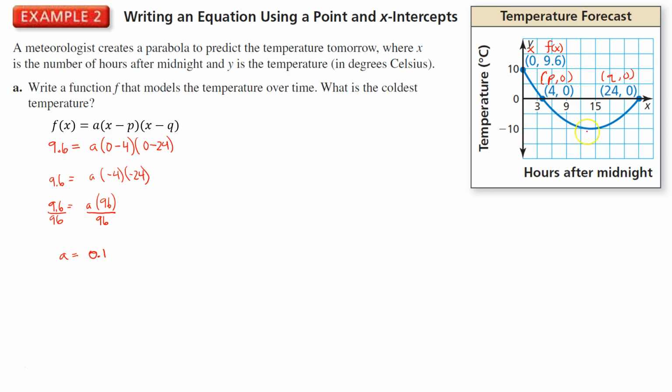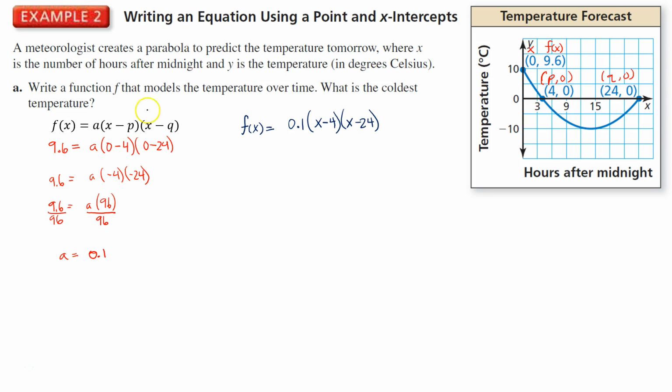It's a positive a value. Our parabola is opening up, so that makes sense. So let's write down what our function is. Our function is f of x equals 0.1 times x minus 4 times x minus 24. And so we've written our function.